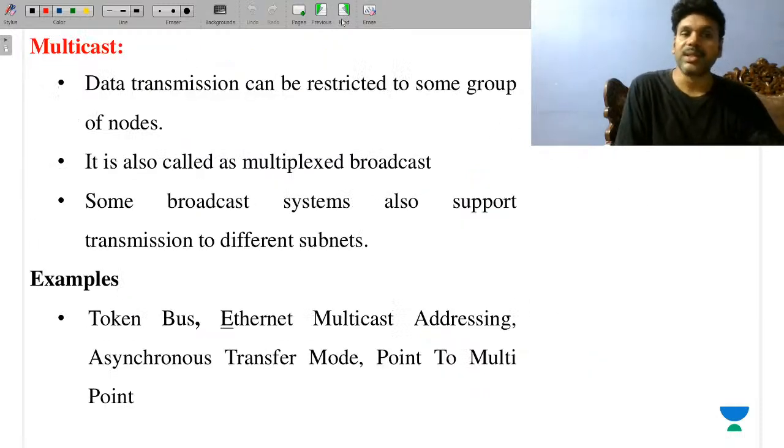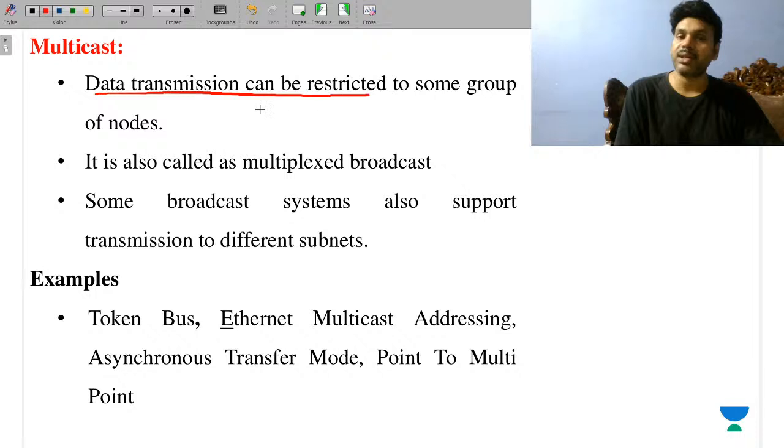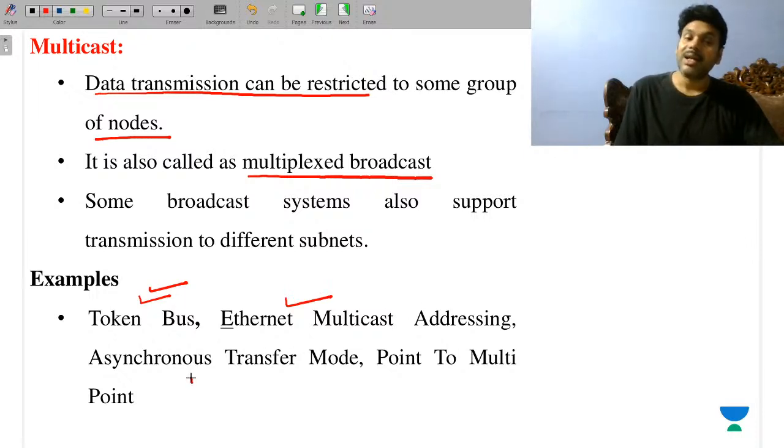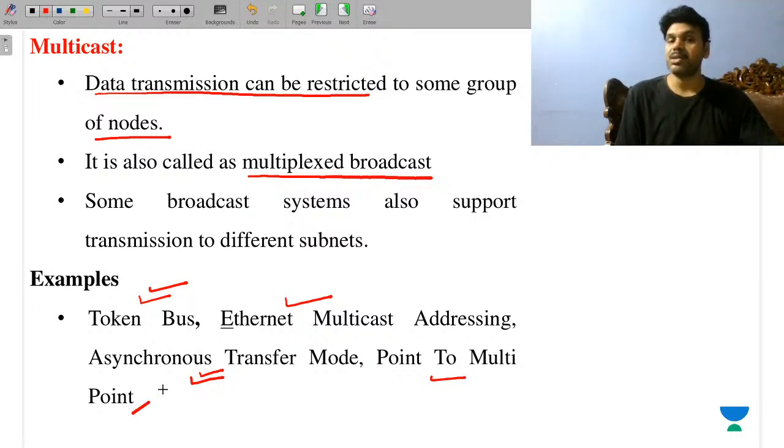The next one is multicasting. Here also the medium is shared, no doubt, but data transmission is restricted. It is transmitted to only a few members. A real-time example is multiplexed broadcast. Token bus is one example, as are Ethernet multicast addressing and asynchronous transfer mode.